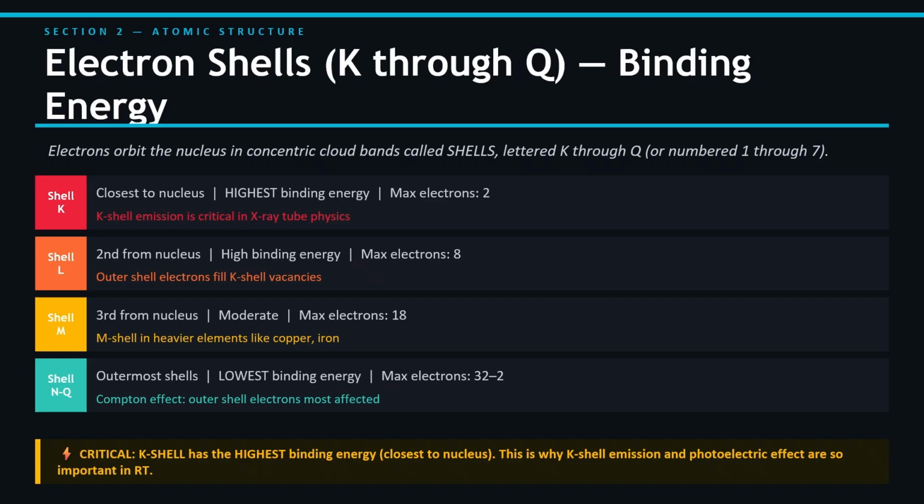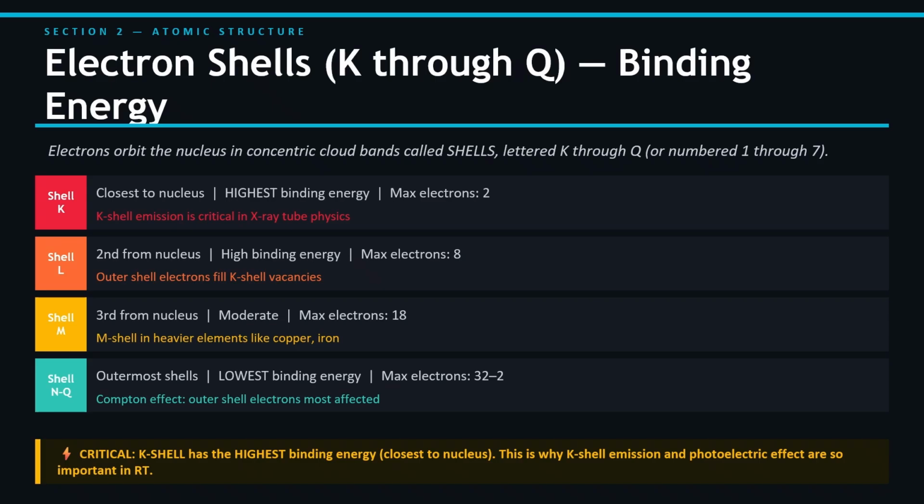When a K shell electron is removed, the atom is left with a vacancy. An electron from a higher shell can then fall into that vacancy. The energy difference may be released as characteristic X-ray radiation. The same basic concept appears in both X-ray production and the photoelectric effect. The outer shells, by comparison, have lower binding energies and are more easily involved in interactions such as Compton scattering.